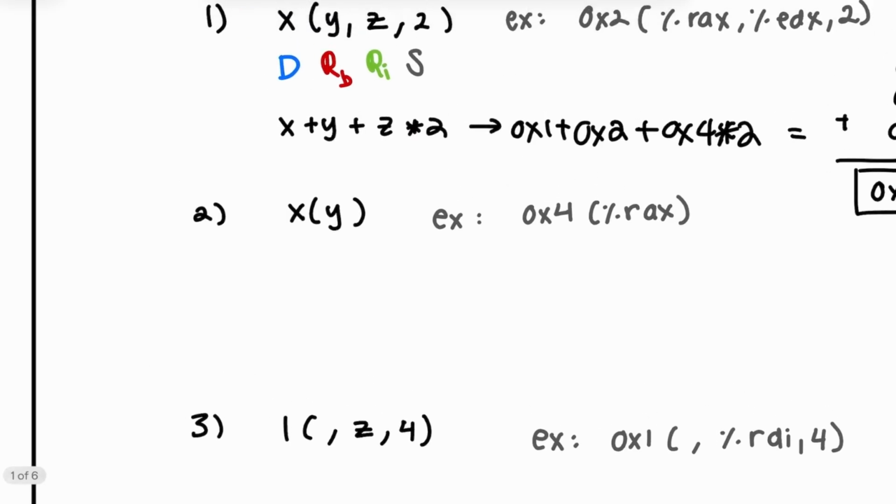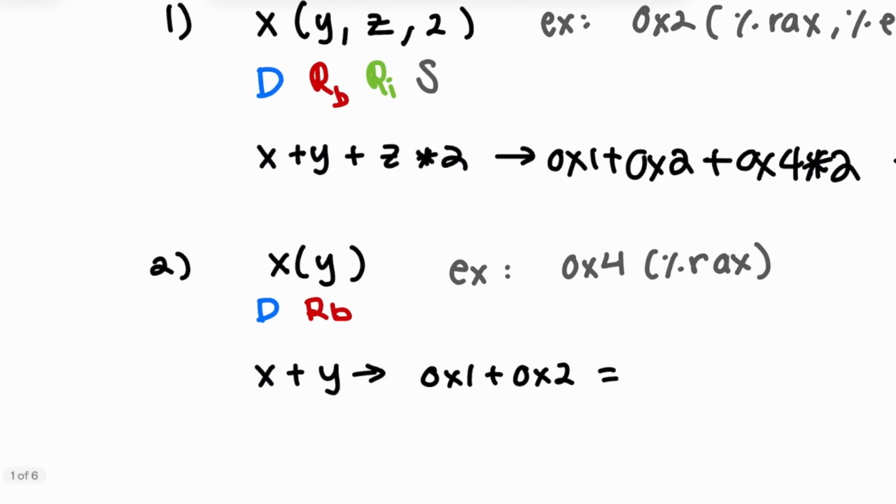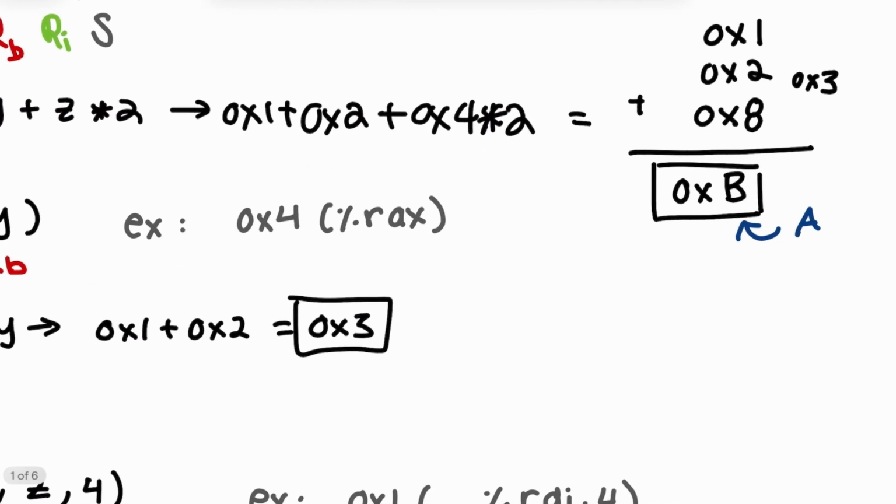Next, we have x and y. Well, we know the first value will be displacement. It's outside of the parentheses. And then our first item inside of parentheses is going to be RB. Then we just do the same formula. It would be x plus y, which becomes 0x1 plus 0x2. And this becomes 0x3. Our address.